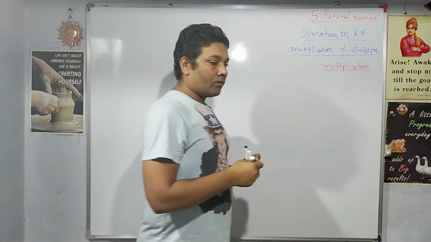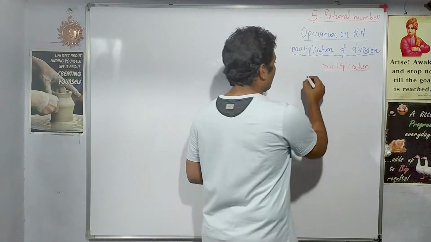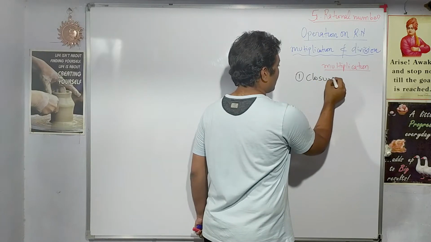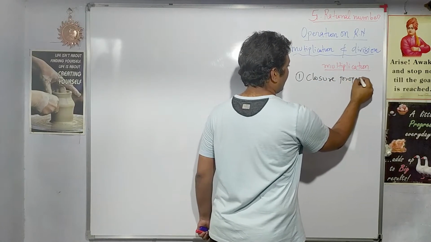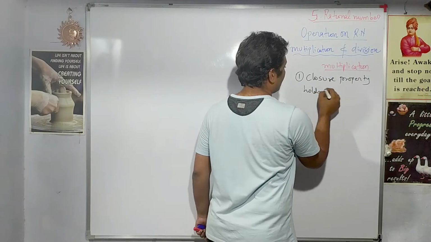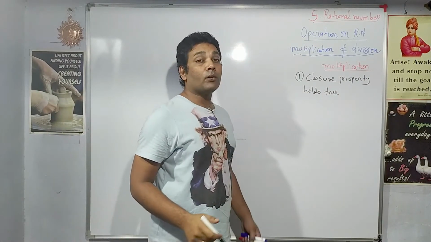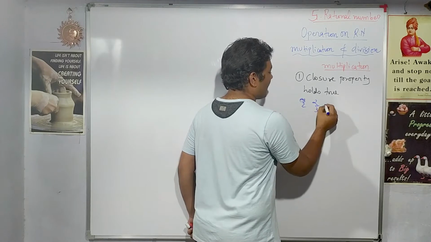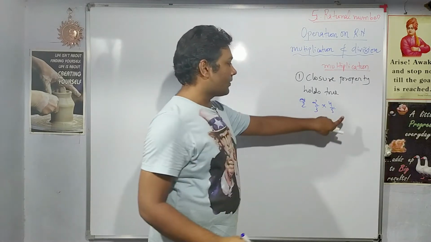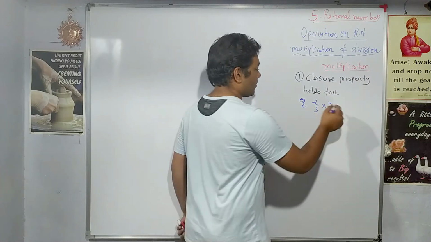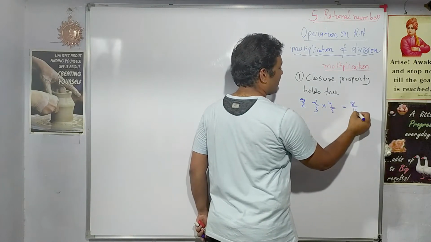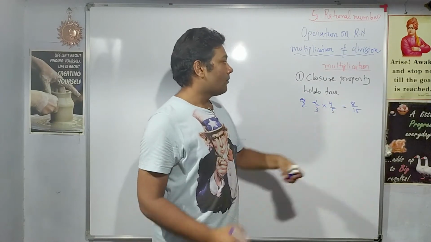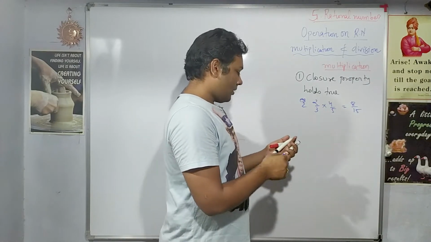Regarding multiplication of the rational numbers, the first property is the closure property. Yes, closure property holds true in the case of multiplication. What do you mean by closure property? I have already explained in the previous class. If we take an example, 2 by 3 multiplied by 4 by 5, these are two different rational numbers. If you multiply, they will reduce to one single rational number. So this is the closure property. From two different rational numbers we get one rational number. That is called the closure property.